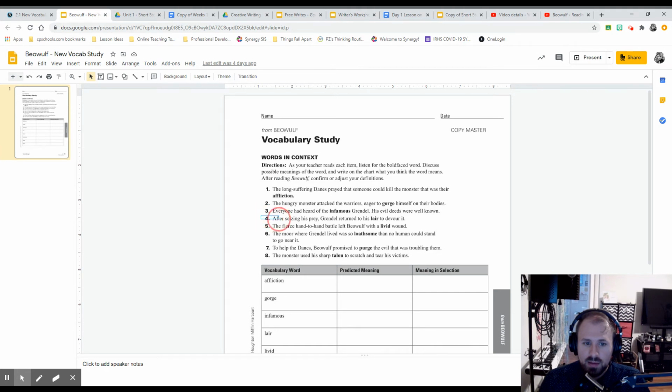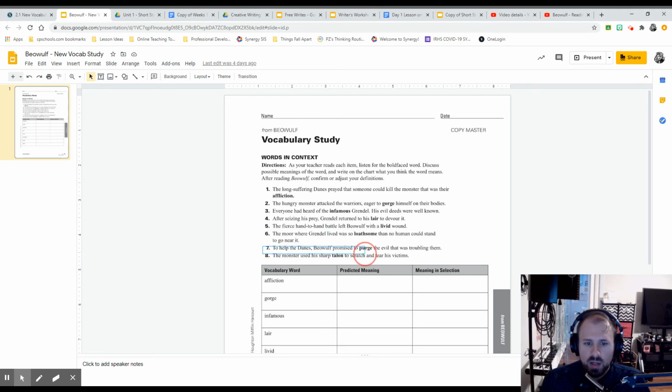Four, after seizing his prey, Grendel returned to his lair to devour it. So your word here is lair. What do you think that means? Five, the fierce hand-to-hand battle left Beowulf with a livid wound. So sounds like an adjective describing the word wound there. Your word is livid. Again, if I'm going too fast, you can pause it. Six, the moor where Grendel lived was so loathsome that no human could stand to go near it. Your word here is loathsome.